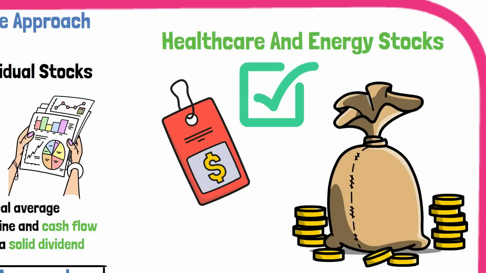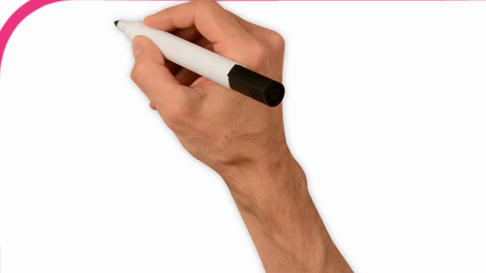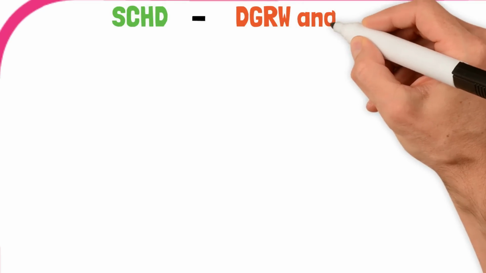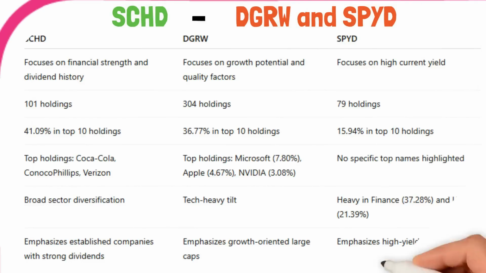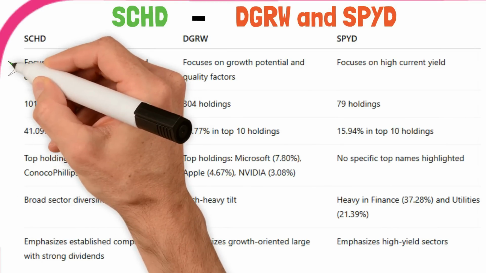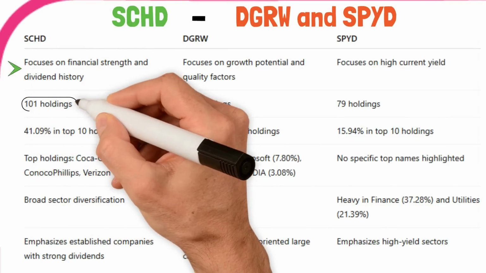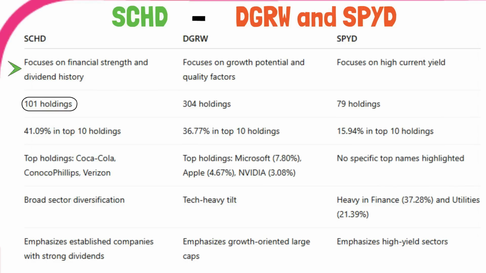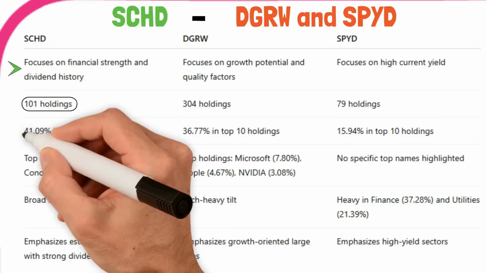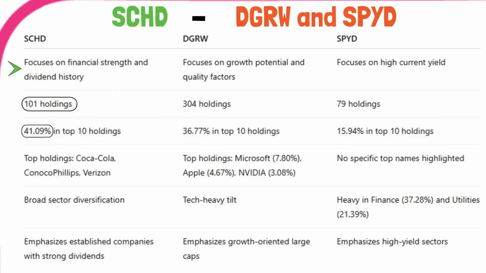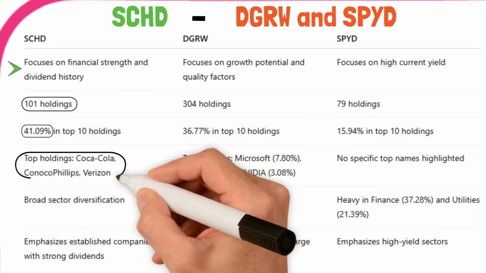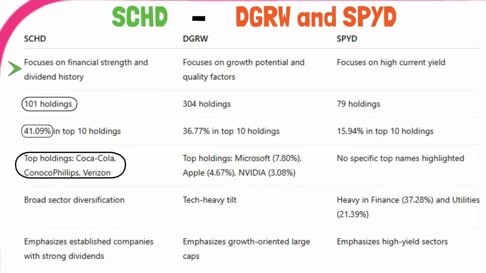Now, let's compare SCHD's methodology and risk-adjusted returns against its main competitors, DGRW and SPYD. SCHD focuses on financial strength and dividend history, resulting in a portfolio of 101 stocks with significant concentration in its top holdings, 41.09% in the top 10. Its holdings tend to be established companies with strong balance sheets and dividend records.